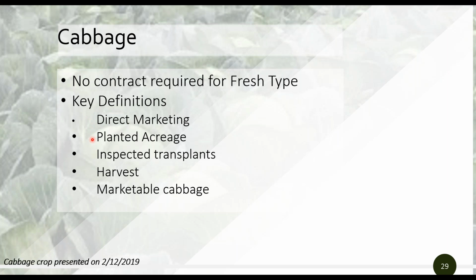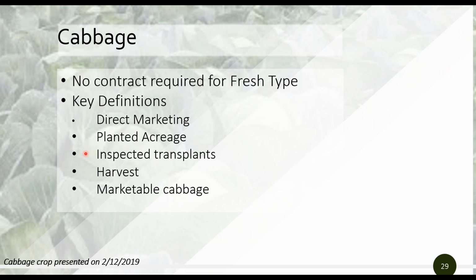Planted acreage is the next key definition I want to talk about. Cabbage plants and seeds must initially be planted in rows wide enough to permit mechanical cultivation. Cabbage planted or seeds planted in any other manner will not be insurable unless provided by the special provisions or by a written agreement.